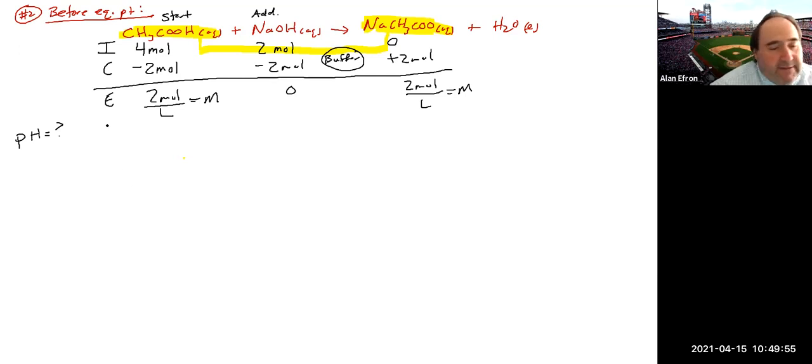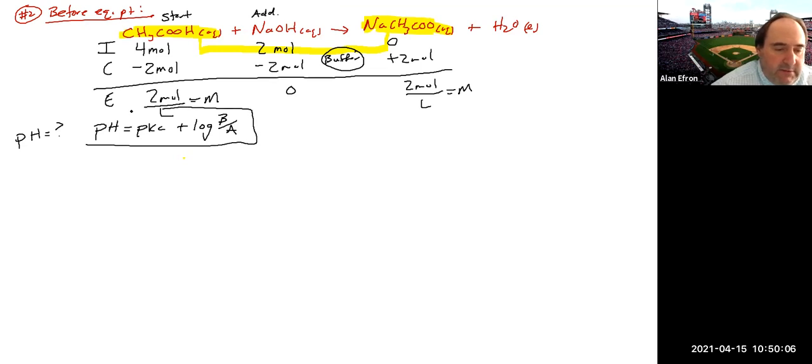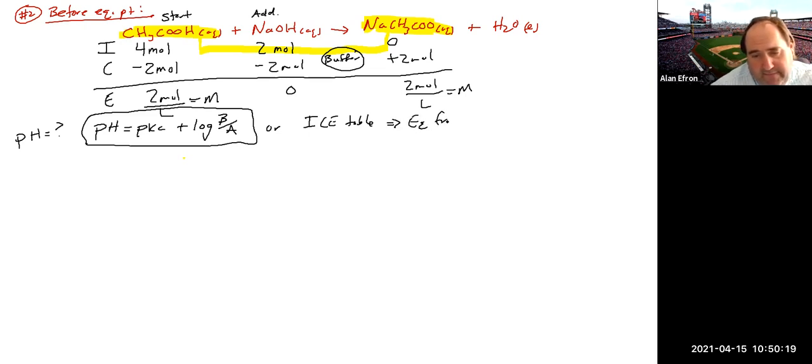And because it's a buffer at this point, we could actually go right into the Henderson-Hasselbalch equation to figure out the pH. Or if you don't want to use Henderson-Hasselbalch, you could do an ice table where the equilibrium concentrations from the first table are your initial in the second. Again, as we've talked about, probably less room for error, but you could definitely do an ice table.